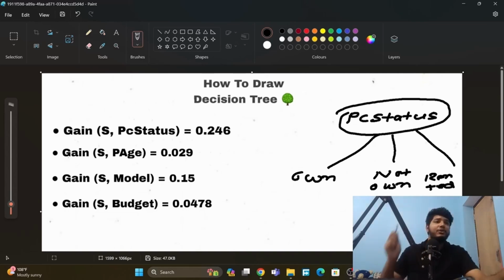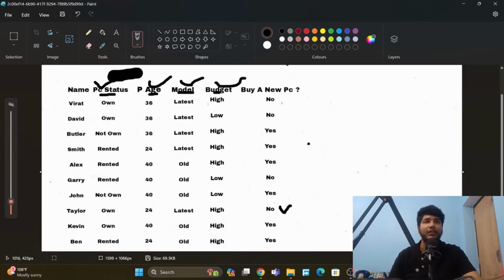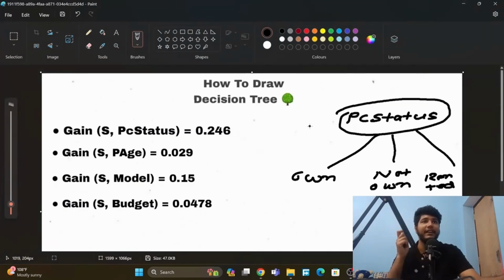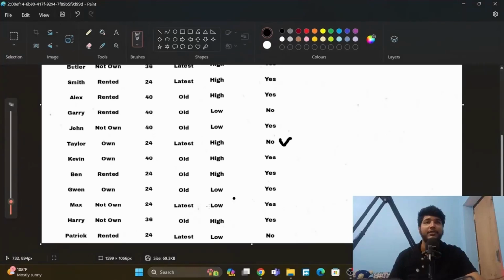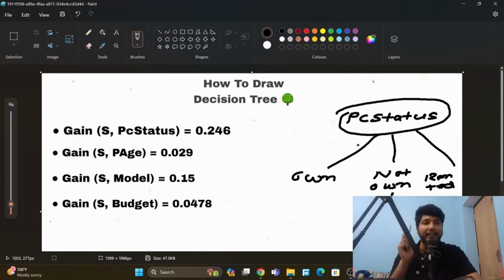Okay, so in not on, if the PC status is not on, we can see here, all the values are yes. Not on, yes, yes, yes, yes. Every decision of this is yes, so we will select yes. We can calculate it from here, because every decision it has is yes. Not on has every decision yes, so we will select yes. Where is not on mode? Not on yes and not on yes. That's why we are selecting yes. If it has both no and yes, we will not select it.